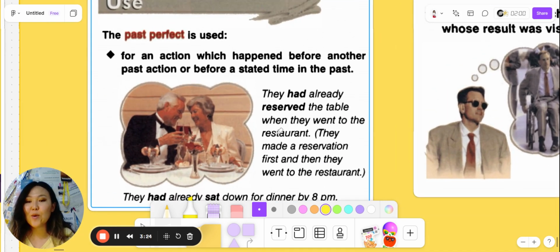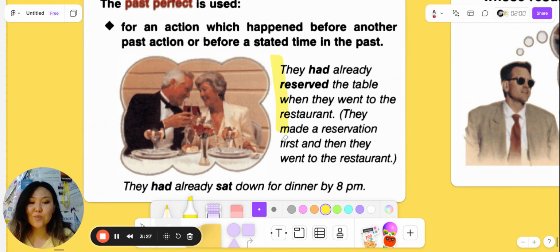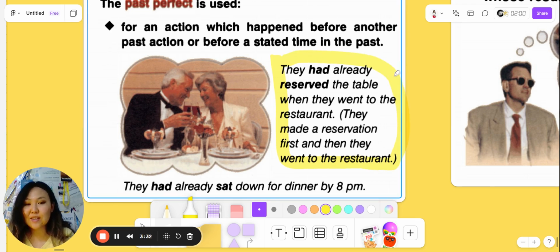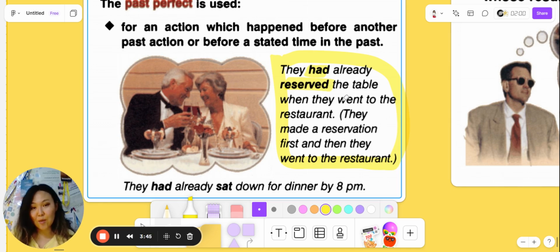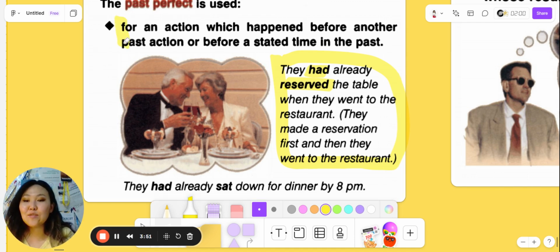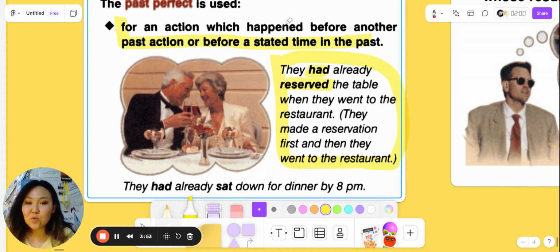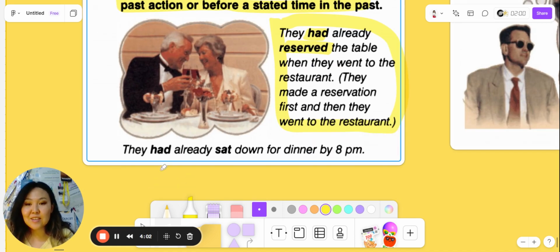Firstly, we are going to talk about past perfect and I'd like to start with examples. Let's read this one. They had already reserved the table when they went to the restaurant. So we see that before going to this restaurant, they had reserved the table. So this action was the first to happen in this sequence of actions. And here we have the explanation: the action which happened before another past action or before a stated time in the past.